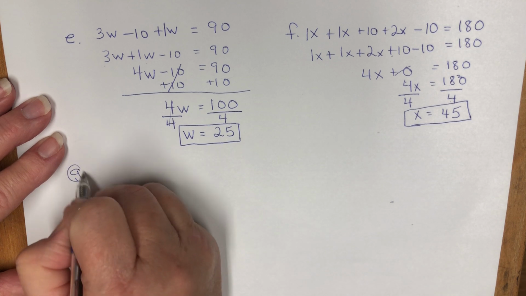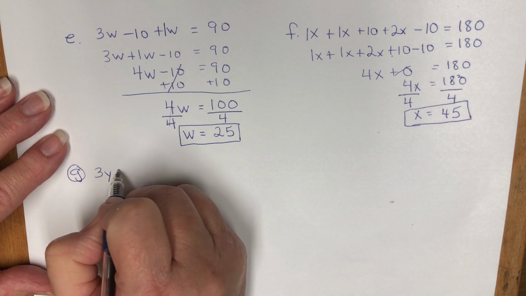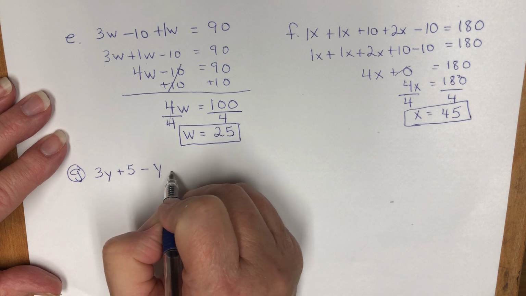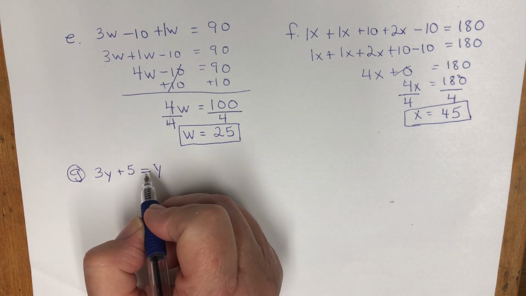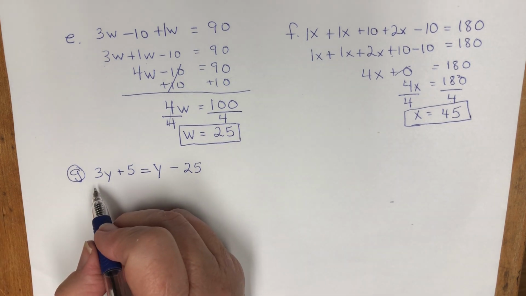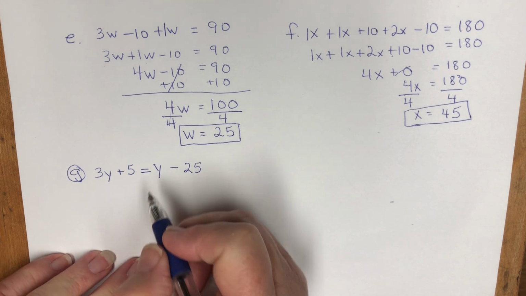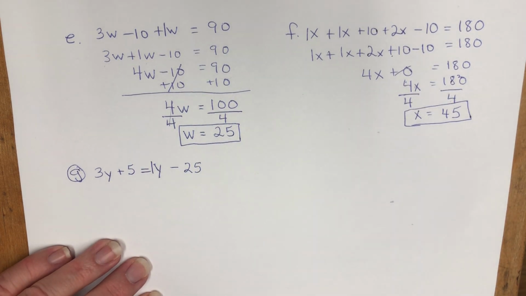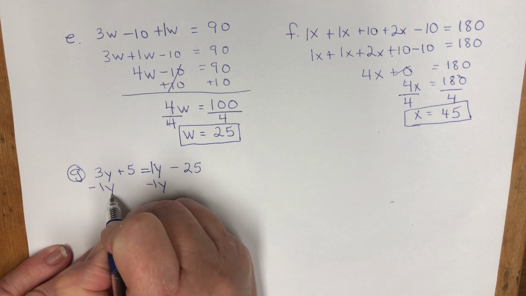Okay, here's letter G. 3y + 5 - y. Oops, this should be equals y - 25. So the correct problem is 3y + 5 = y - 25. All right, first thing I need to do is dress my naked variable. There it is. So now I have minus 1y that I'm going to be putting on the other side.